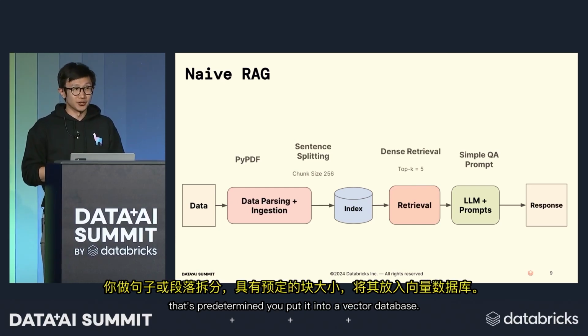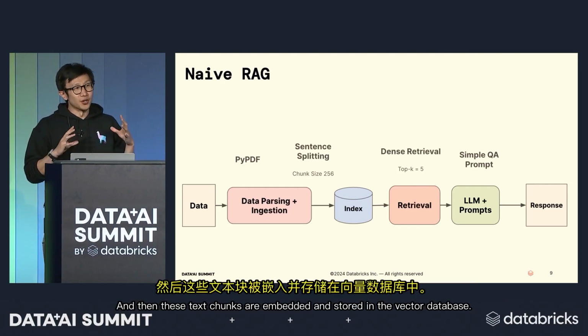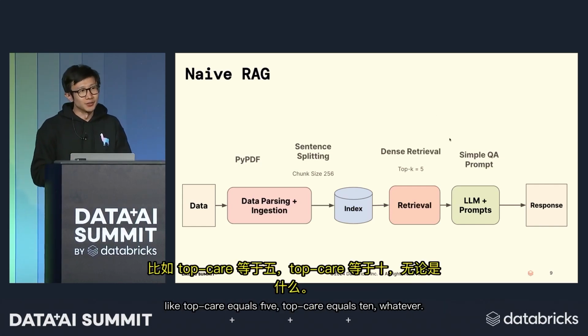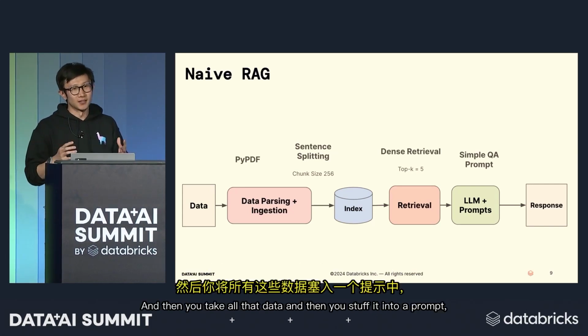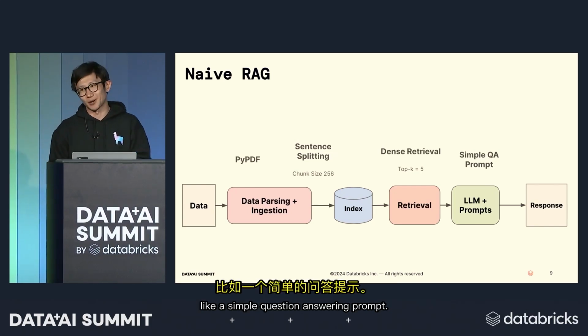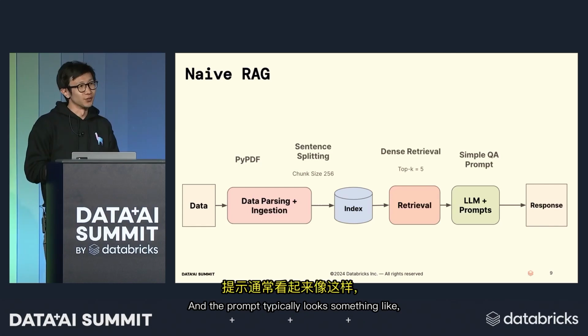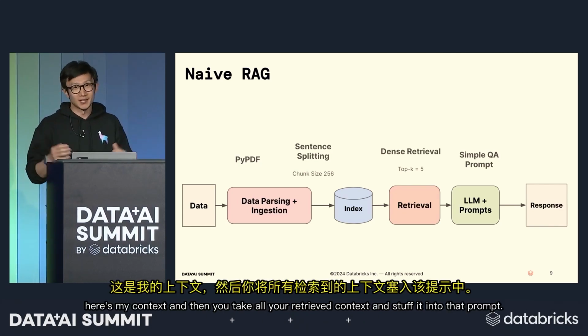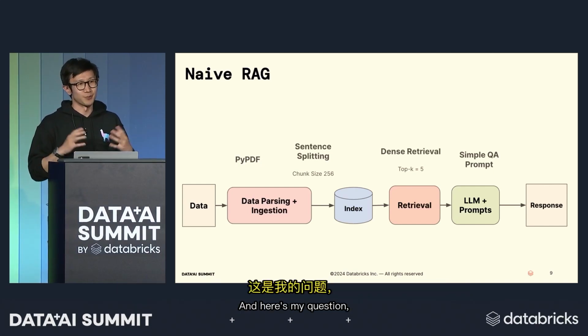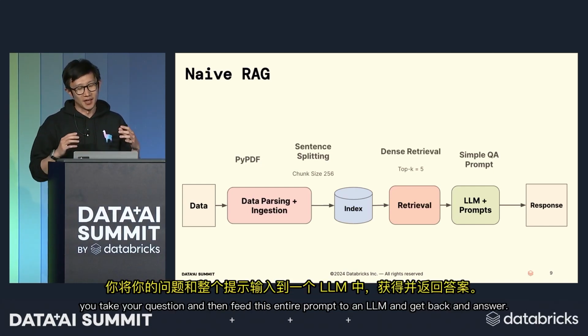And then you put it into a vector database. These text chunks are embedded and stored in the vector database. Then during retrieval time, you just do top K retrieval, like top K equals 5, top K equals 10, whatever. Then you take all that data and stuff it into a prompt, like a simple question answering prompt, right? The prompt typically looks something like, here's my context, and you take all your retrieved context and stuff it into that prompt, and then here's my question, you take your question, and feed this entire prompt to an LLM and get back an answer.